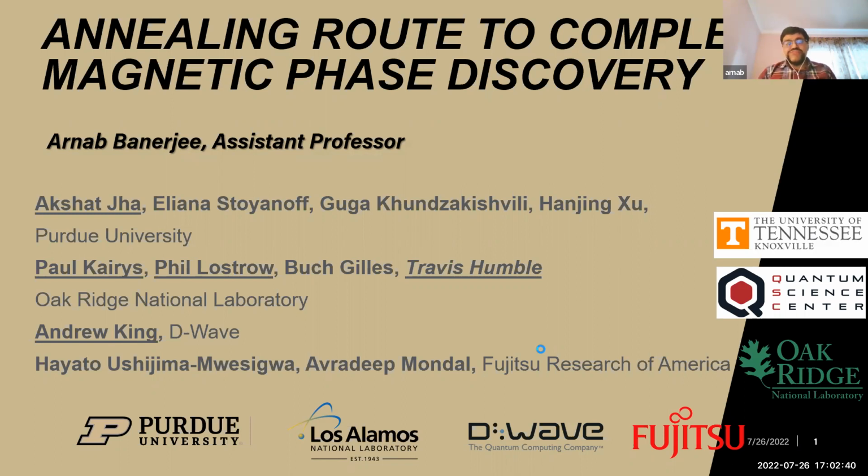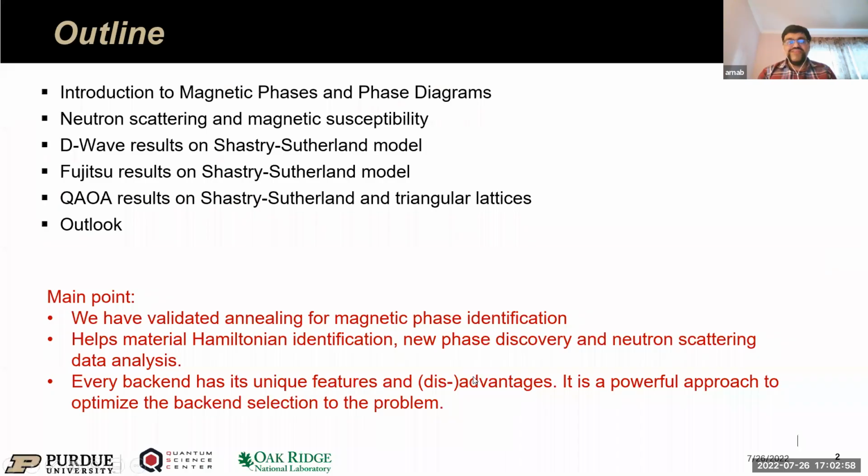So the work that I'm showing here has been done by my undergrads, Akshat, Eliana mostly, and also by my graduate students, Guga, and also Paul Carries, who was working with Travis Humble, Phil Lostro, and then also with the help of Andrew King at D-Wave and Hayato and Avradip, who are my friends at Fujitsu.